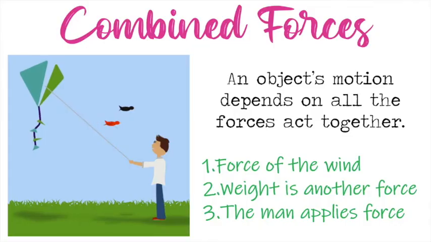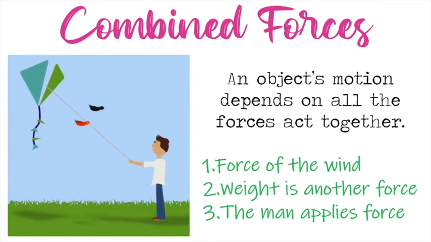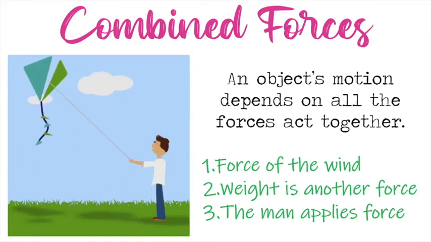Motion and forces. When we talk about forces, we can find three different types. The first one is the combined forces, where an object's motion depends on all the forces acting together. In this case, all these forces are going to change the speed and direction of an object, all at once.